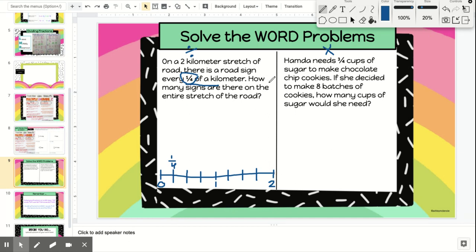So how many signs are there on the entire stretch of the road? There are 8. If you think about it, I solved that problem without actually writing the division problem out and solving it. I just drew a little picture.